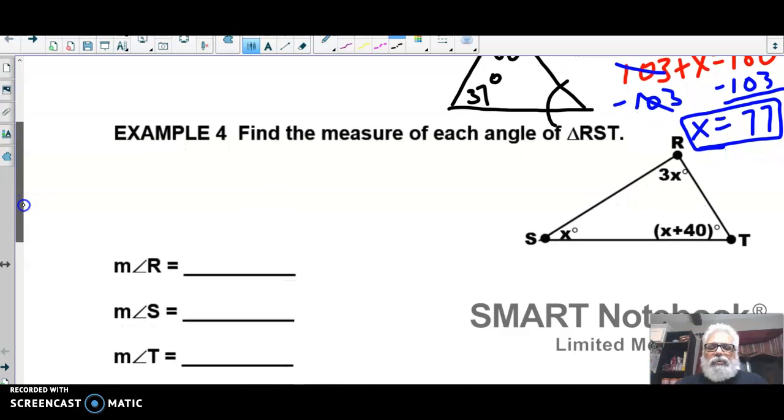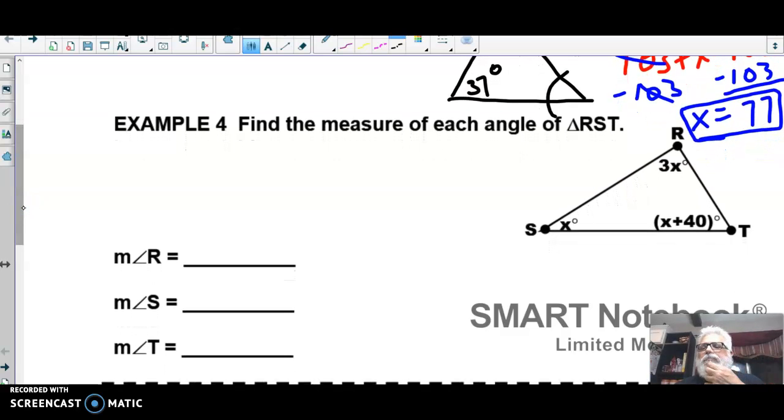In the next example, we actually have to use our algebra to solve for x. Okay? And then they're going to want us to find each of the angles. So let's go ahead and do it.